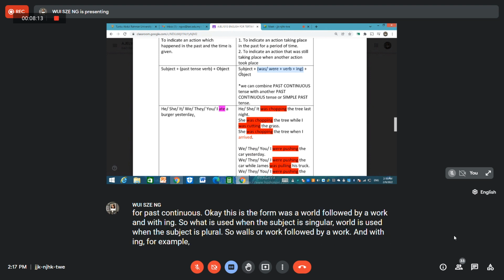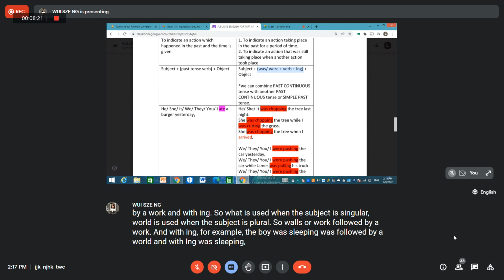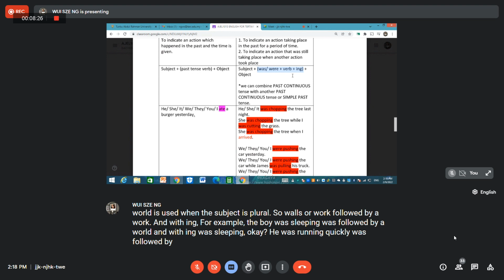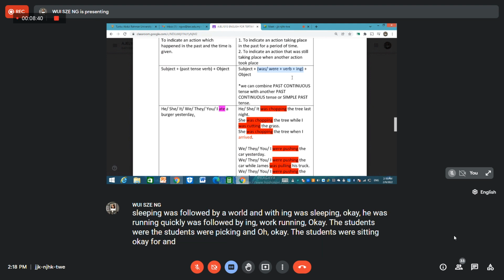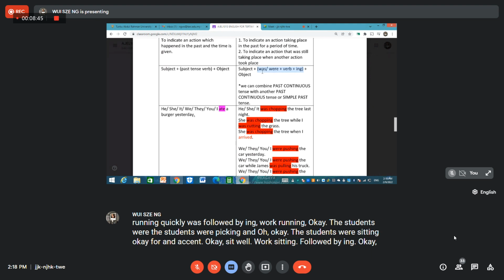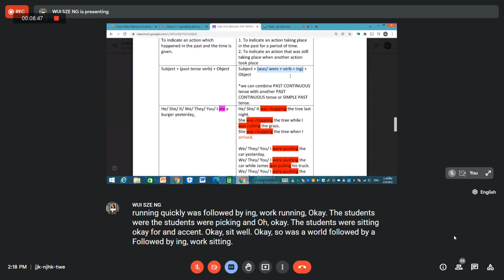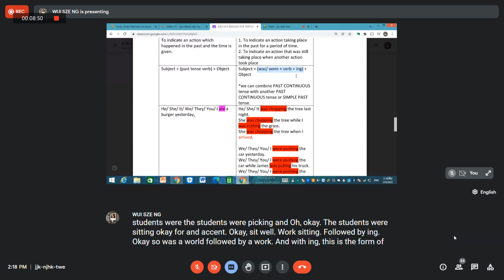For example, the boy was sleeping. Was followed by a verb with ing. Was sleeping. He was running quickly. Was followed by ing verb, running. The students were sitting for an exam. Were followed by ing verb, sitting. So was or were followed by a verb with ing. This is the form of past continuous.